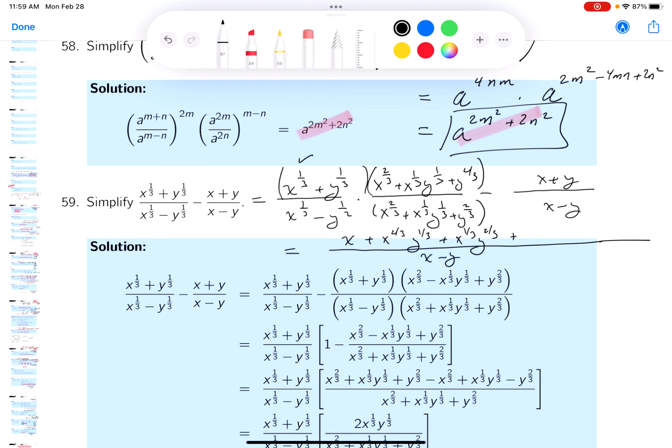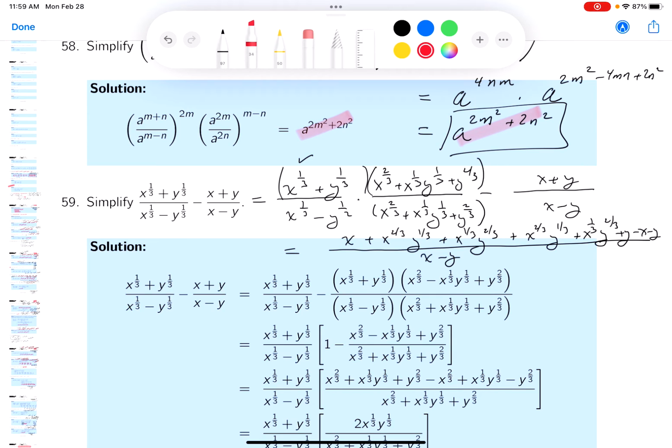Well, you can get x to the 2/3, y to the 1/3, plus, let's see, you can get x to the 1/3, y to the 2/3. And then what do you get? You can get plus y. And then you can get minus x minus y.